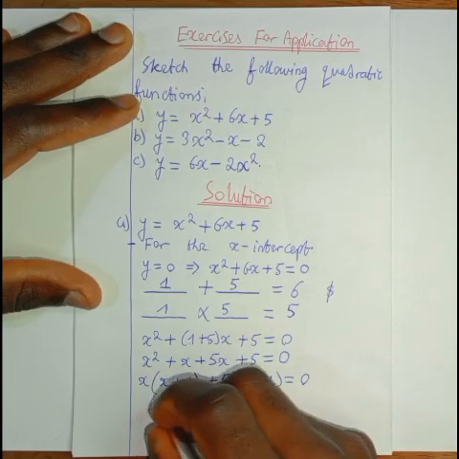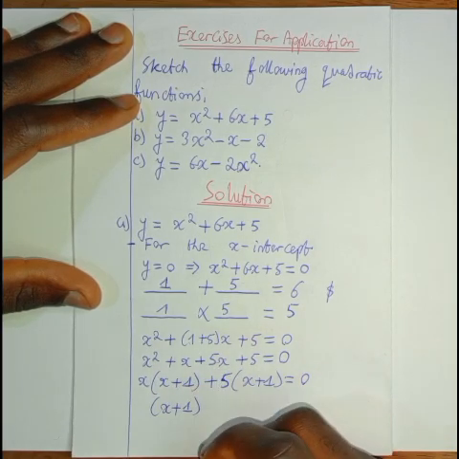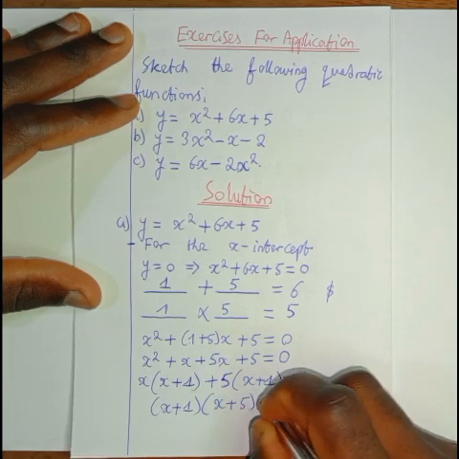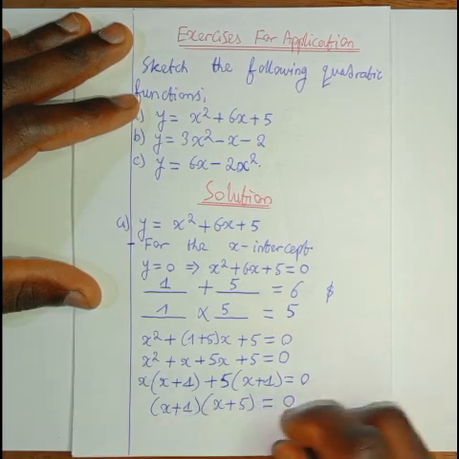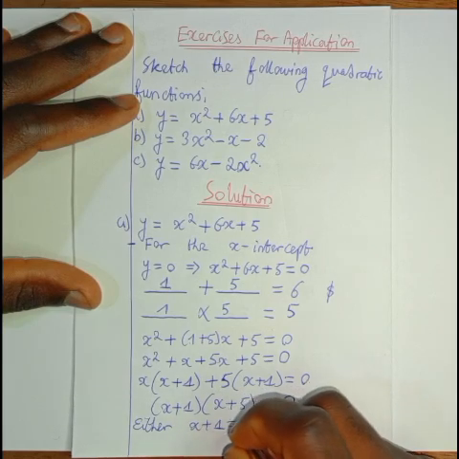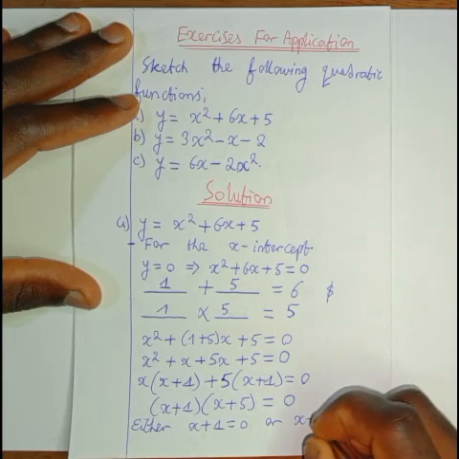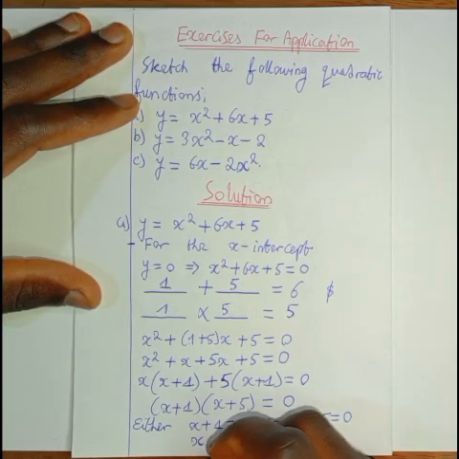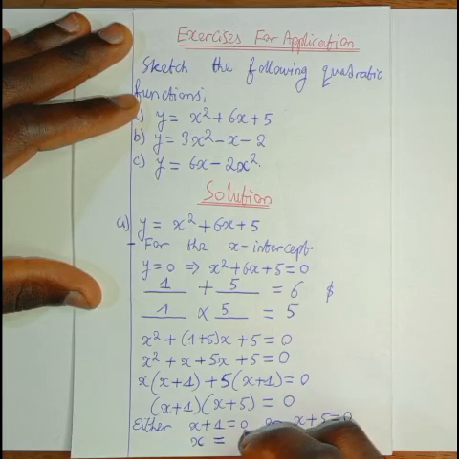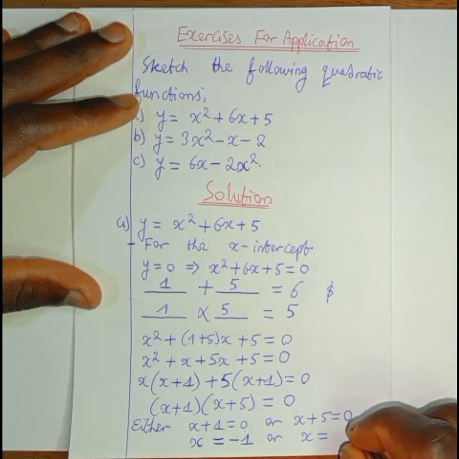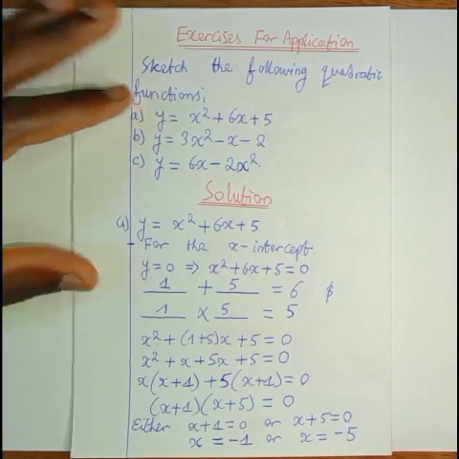Now we have two terms. X plus 1 is common. We are going to factor out x plus 1 times x plus 5 is equal to 0. Now at this level, we are going to see either x plus 1 is equal to 0 or x plus 5 is equal to 0. Now if we find x here, x will simply be equal to, we are going to transfer 1 to the right hand side, which gives us negative 1, or x will simply be equal to, we are going to transfer 5 to the right hand side, which gives us negative 5.